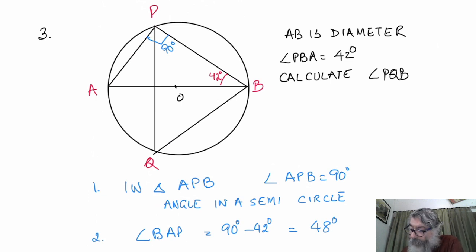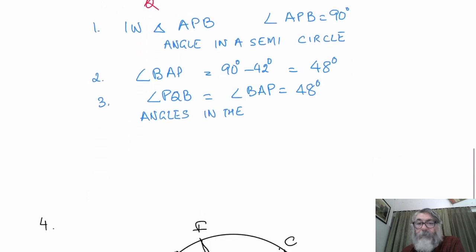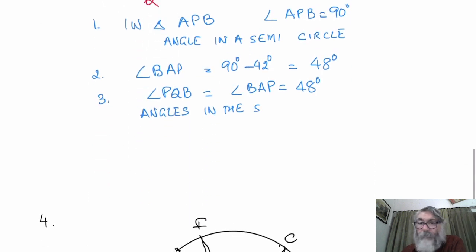So the third angle PQB will be equal to angle BAP, which is 48. Angles in the same segment of a circle are equal. So we have got the angles.